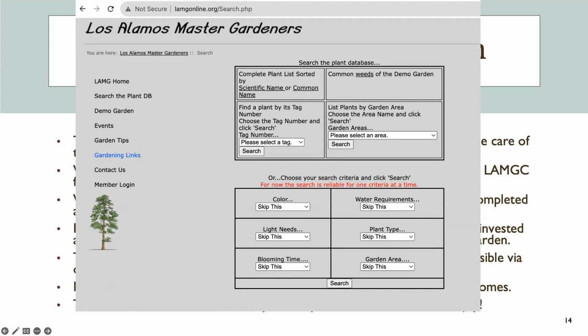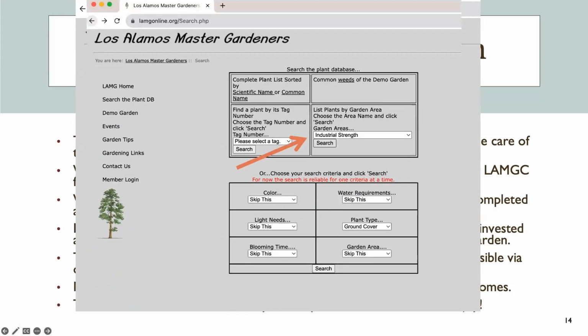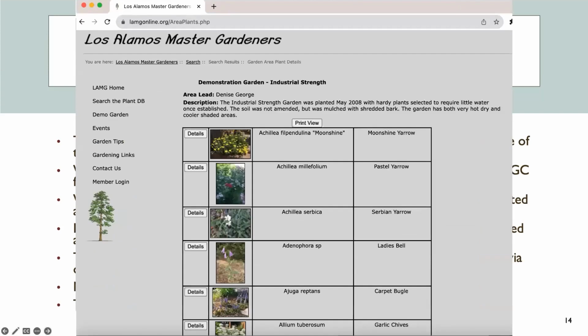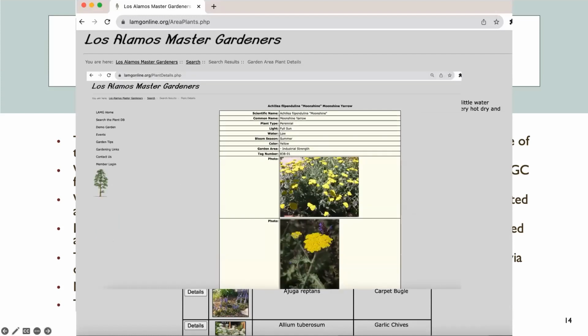And so I'm just going to pick various things. I'm going to show, okay, we have a part of the garden called Industrial Strength. There's actually a brochure from the Extension Office called Industrial Strength Plants. Say search, and you come up with the plants in that area. And I picked this one because it's Denise's. And if you click the details, it will give you more pictures probably of the plant and things like this. Yarrow, that's its number, low water use, full sun, it's a perennial. Its common name is moonshine yarrow, and it blooms in the summer.